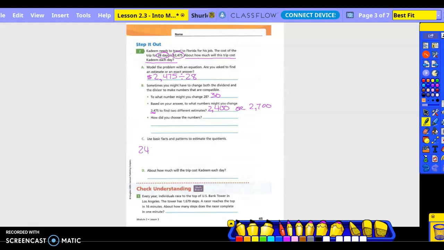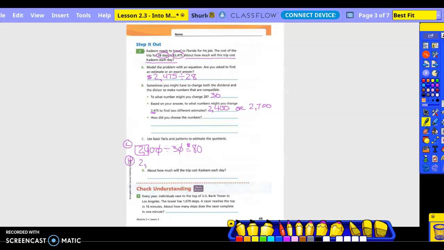So 2,400 divided by 30. Okay. Mark off a 0. Mark off a 0. Put 24 in the box. 24 divided by 3 is 8 and add 1 zero. So $80, right? Okay, this is our low and this is our high.